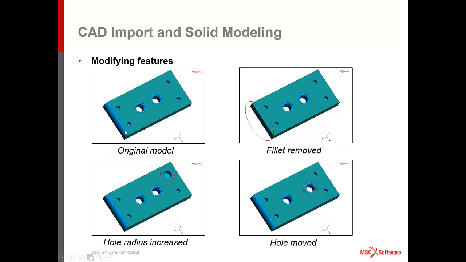And you can see we selected a variety of features. And there was this giant fillet over here. And we said, remove the fillet. And the fillet disappeared. And then we selected this particular hole, and we said, increase the hole radius, and the hole radius increased. Or here we said, take this particular hole that was over here, and move that hole, and that particular hole moved. So those are the types of operations that can be done.